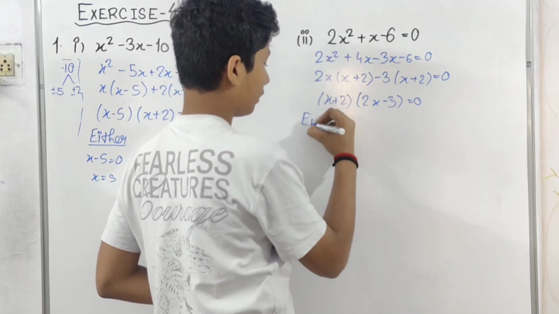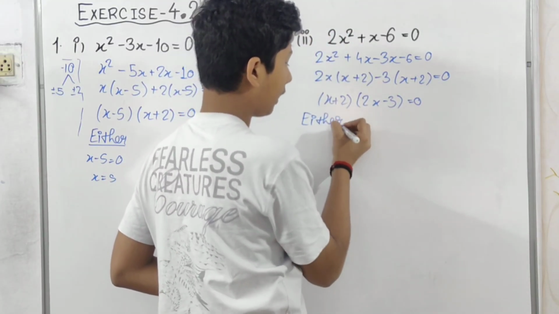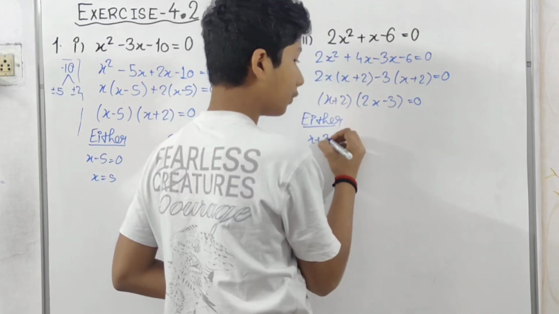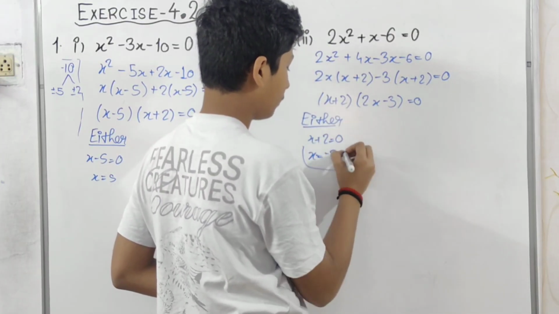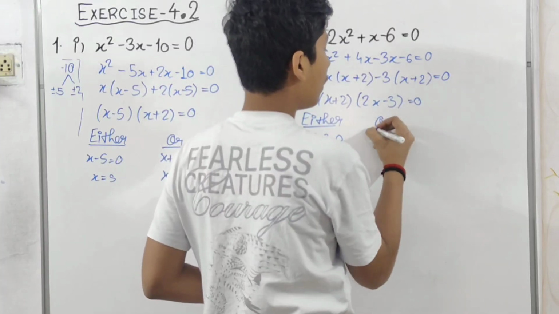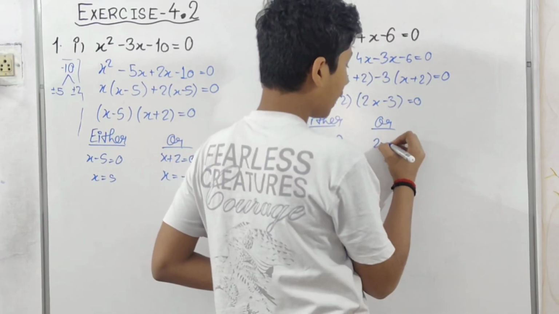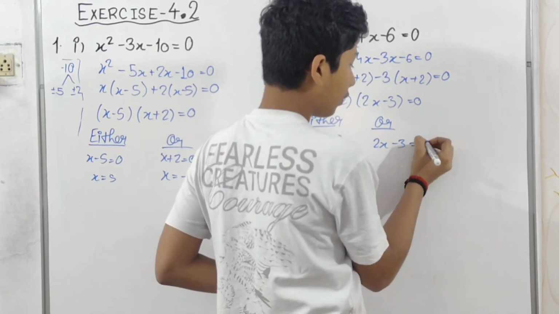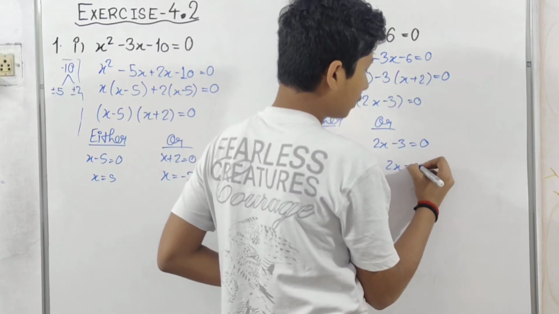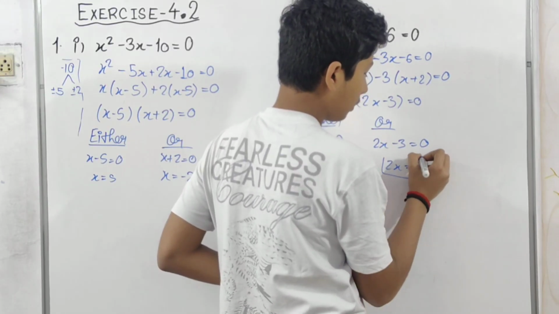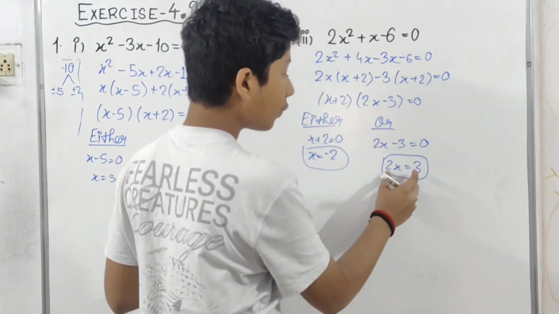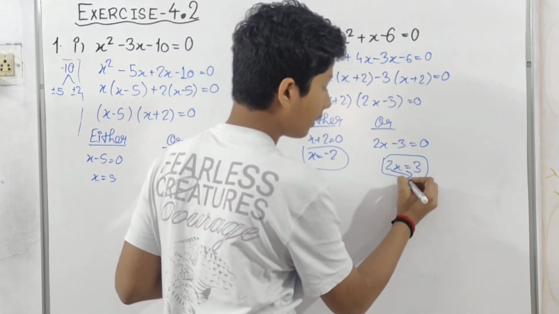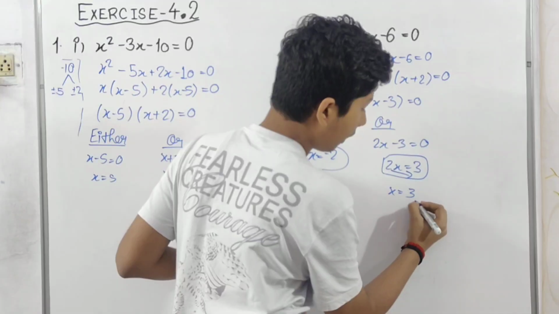So either x plus 2 equal to 0, so x equals minus 2, or it will become 2x minus 3 equal to 0, so 2x equals 3. I hope this is clear. And since 2x equals 3, we will send this to that side, and x will be 3 upon 2.